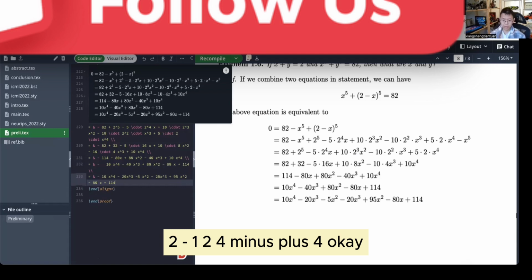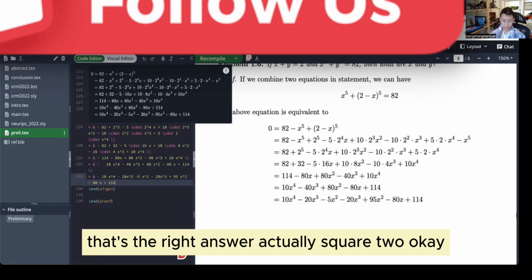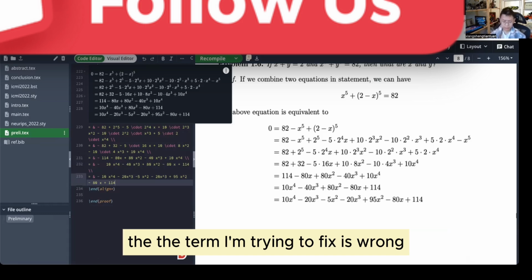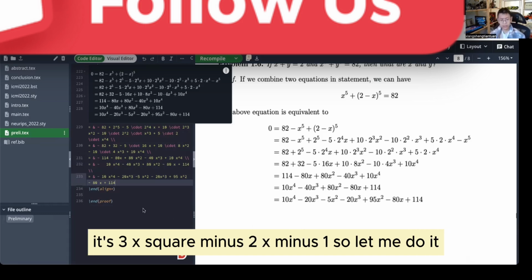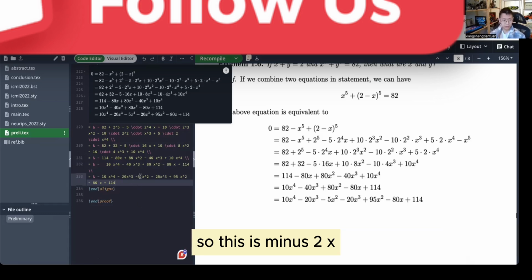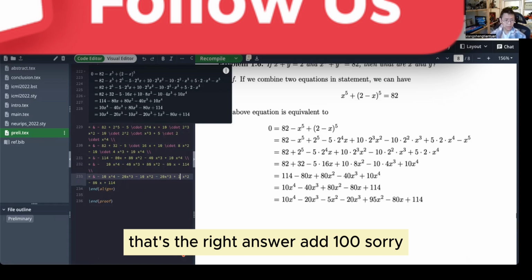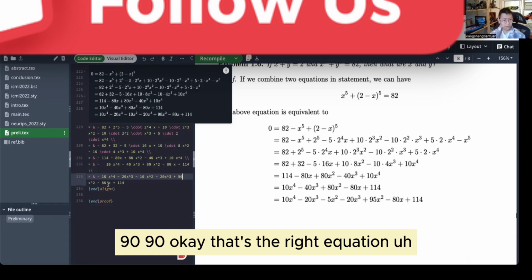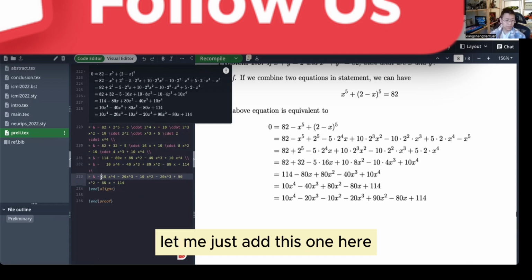Okay, the term I'm trying to fix was wrong. It's x squared minus 2x minus 1. So let me do it: this is minus 2x. That's the right answer. Add 90, sorry, 90. Okay, that's the right equation. Let me just add this one here.